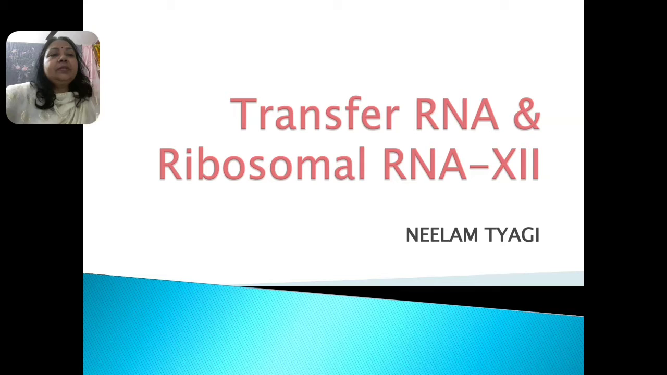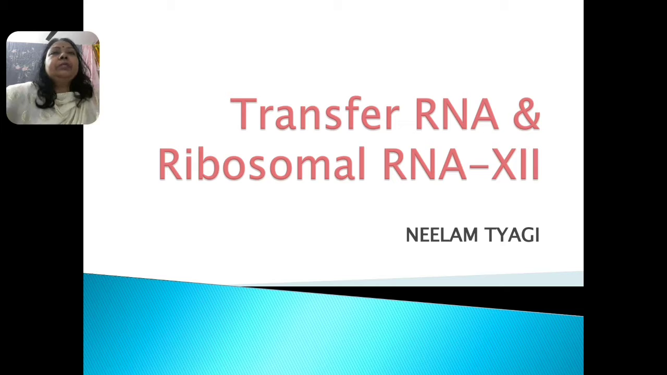Our today's topic is transfer RNA and ribosomal RNA. Transfer RNA is a ribonucleic acid, and therefore it is capable of forming hydrogen bonds with messenger RNA. Additionally, they can also form ester linkage with amino acids, and therefore can physically bring messenger RNA and amino acids together during the process of translation.